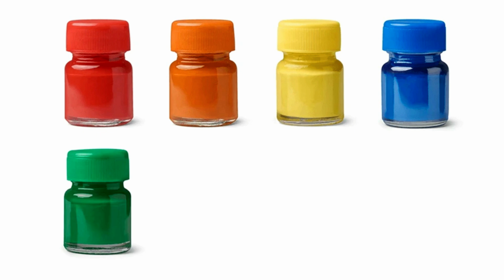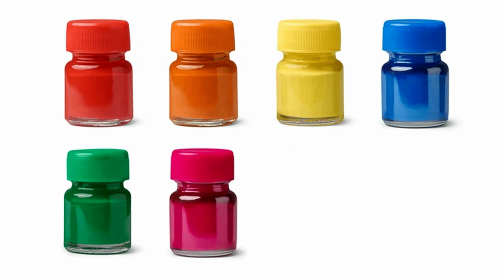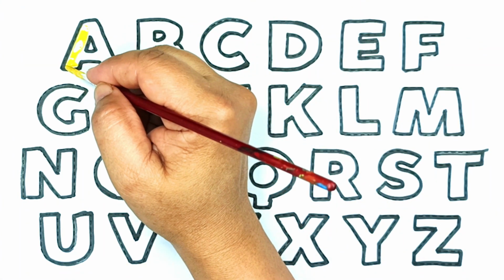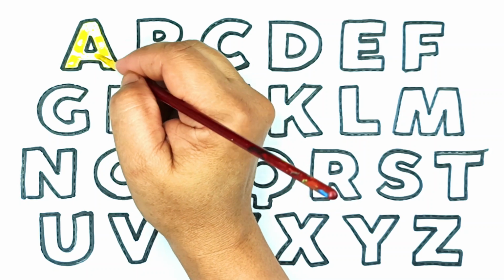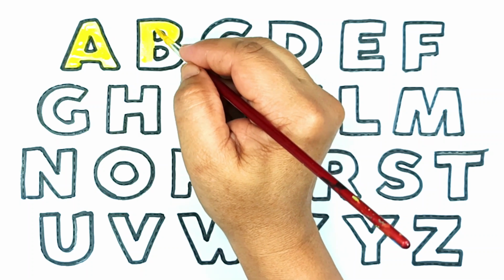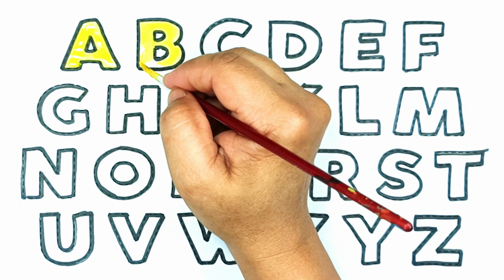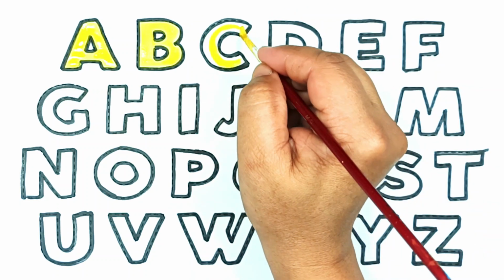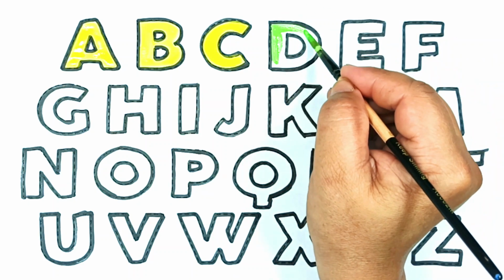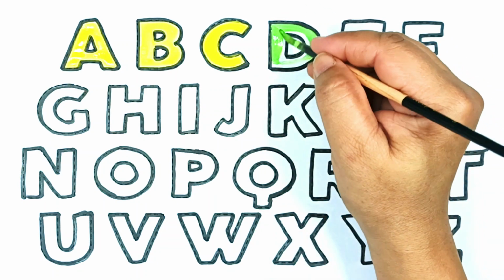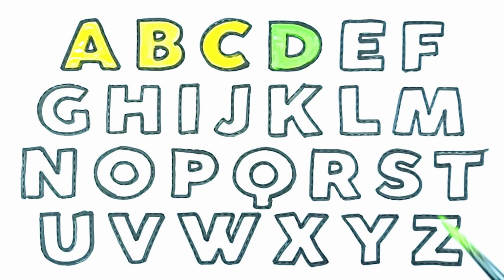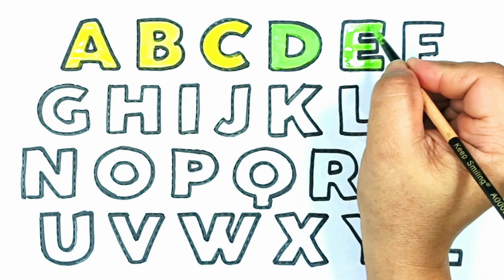A for apple. Blue color, green color, pink color, purple color, brown color. B for ball. C for cat. D for doll. E for egg. F for frog.